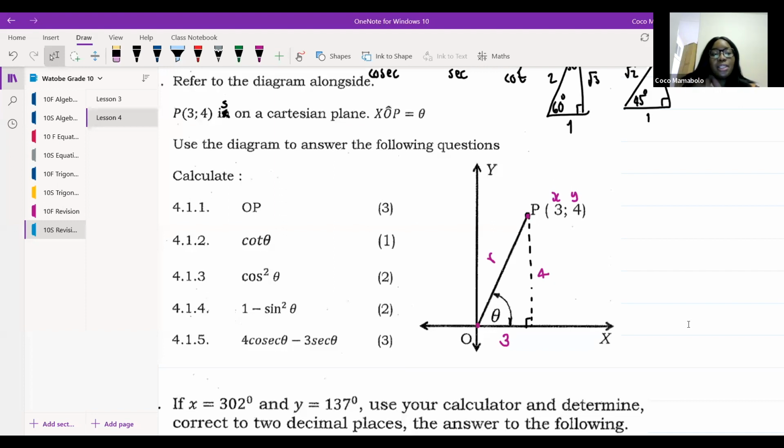4.1.1 says calculate the value of OP. Calculate OP, which means OP is a distance. Now, I want you guys to pay attention to the fact that this is for 3 marks. So you can just give me an answer in the chat, but what you write down must reflect 3 marks worth of work. Okay, you've got 3 minutes, go for it. And if you have any questions, you can raise your hand or pop them in the chat. I'm happy to answer them while other people are working.